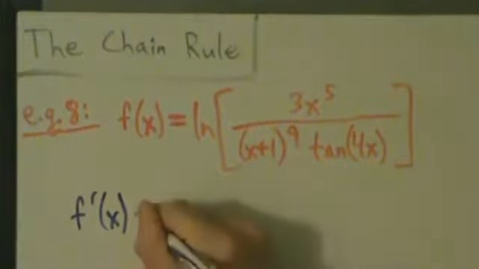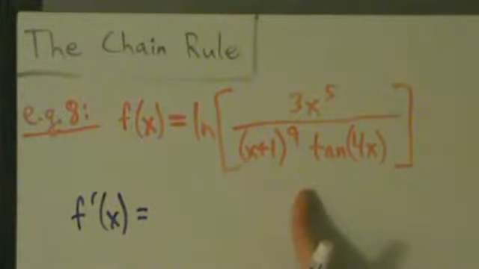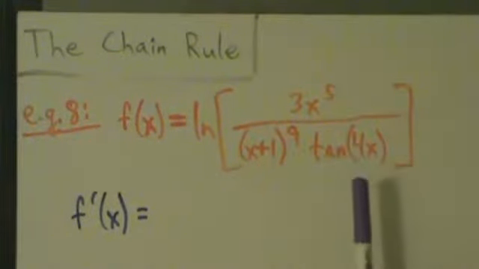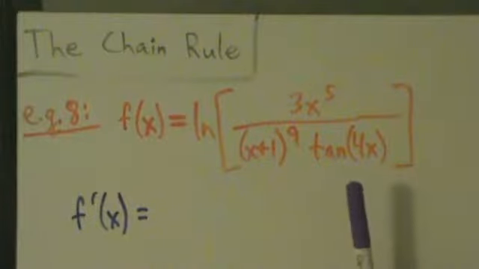So the derivative of the natural log of a thing is 1 over that thing times the derivative of that thing. Okay, in this case, that thing is 3x to the 5th over (x plus 1) to the 9th times tangent of 4x. And I don't know about you guys, but I do not want to find the derivative of that. No way. So what can we do instead? Is there something else we can do instead?